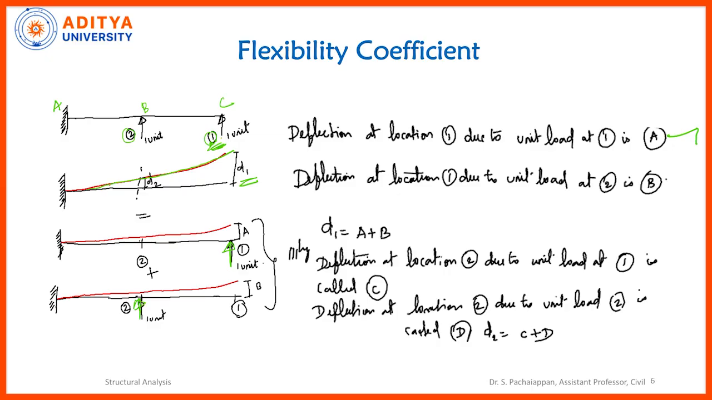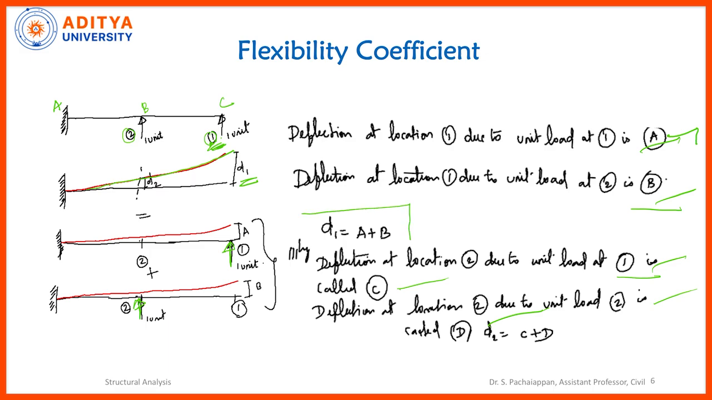I am measuring the displacement in location 2 as well as location 1. So, that is what is written here. For example, let us see. The deflection at location 1 due to unit load at location 1 is A. The deflection at location 1 due to unit load at 2 is B. Similarly, the deflection at location 2 due to unit load at location 1 is C, and the deflection at location 2 due to unit load at location 2 is D.